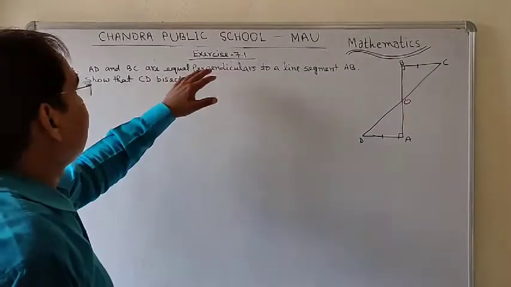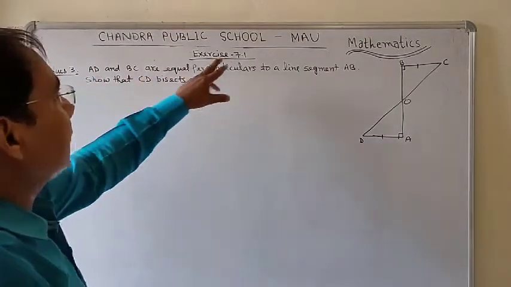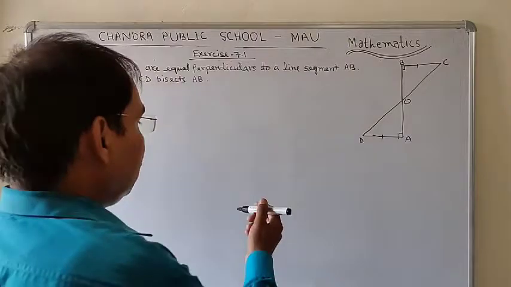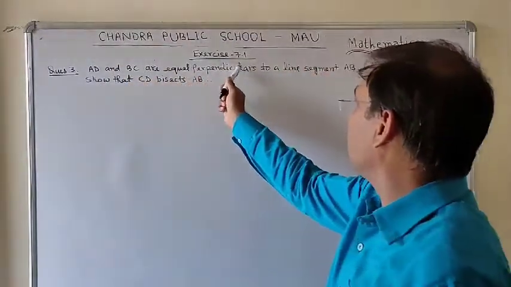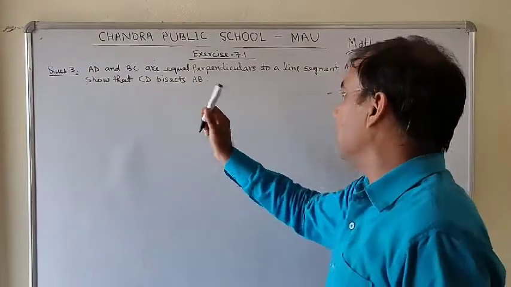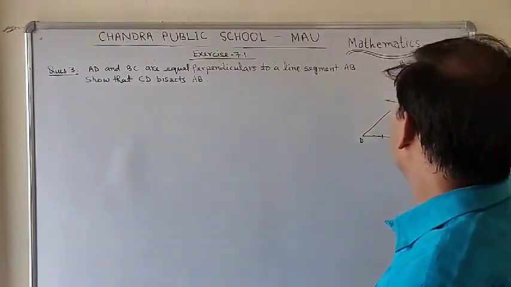Now students, here is question number 3 of exercise 7.1. It is given that AD and BC are equal perpendiculars to a line segment AB. Show that CD bisects AB. The diagram is given here.